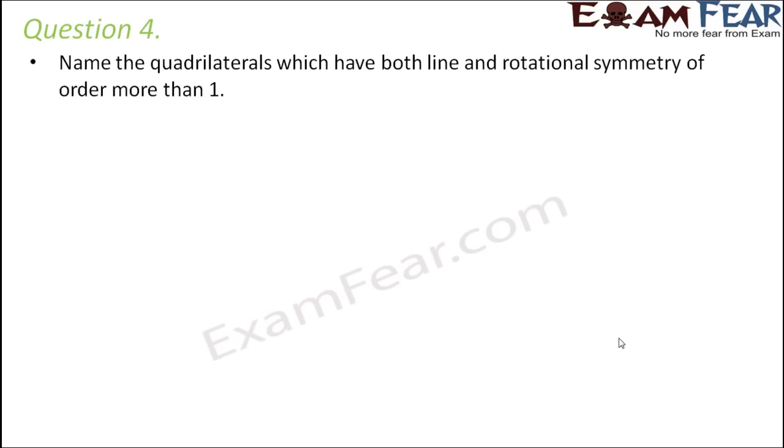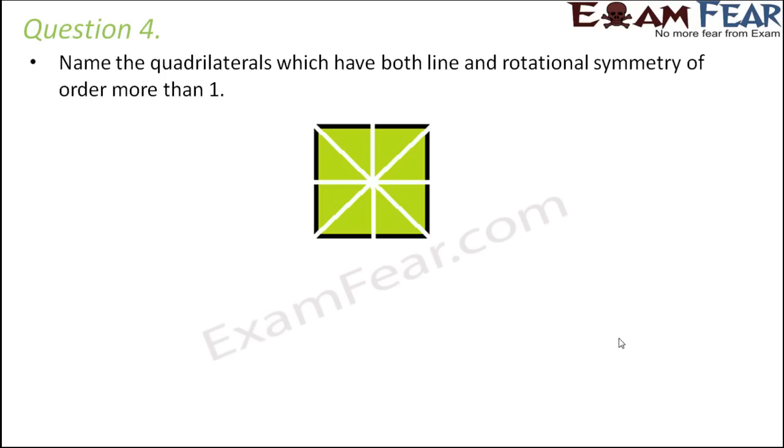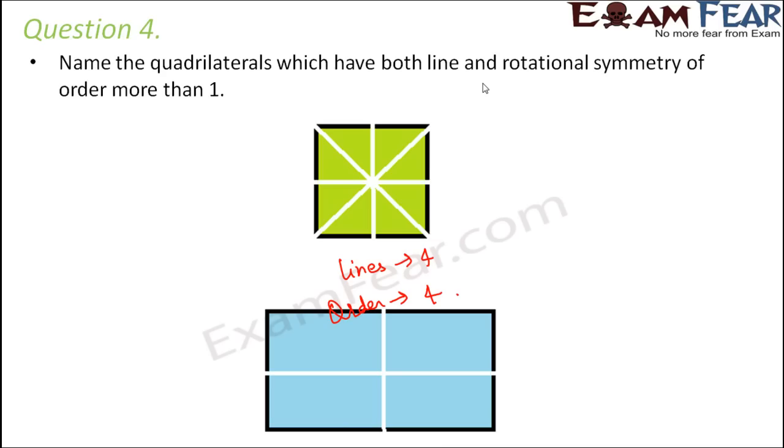Question number 4. Name the quadrilaterals which have both line and rotational symmetry of order more than 1. So let us first find out the quadrilaterals with multiple lines of symmetry. One such example would be a square, because a square has all sides equal, so it is a regular polygon. Therefore it has multiple lines of symmetry. How many lines of symmetry does a square have? 4. And what is the order of rotational symmetry? The order of rotational symmetry is also 4. If you want, you can do it and see it for yourself. The other quadrilateral would be a rectangle. In a rectangle, the lines of symmetry are 2, and the order of symmetry is also 2.